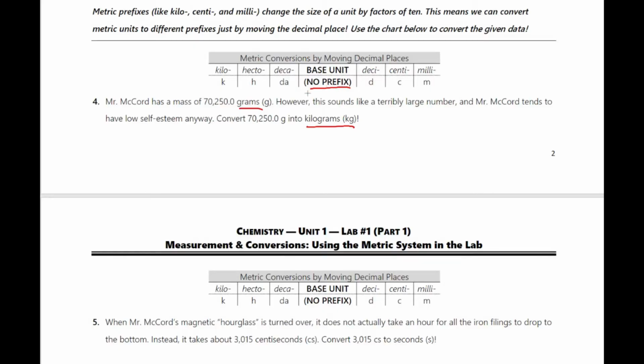Now if I want to change the size of that unit, all I have to do is see how I move on this chart and then make my decimal point do the same thing. So if I go 1, 2, 3 spots to the left to change this from regular old grams to kilograms, my decimal point is going to do the same thing. It's going to go 1, 2, 3 spots to the left, past this 0, past this 5, past this 2 to land where the comma is. So this 70,250.0 grams is the same as saying 70.250 kilograms.